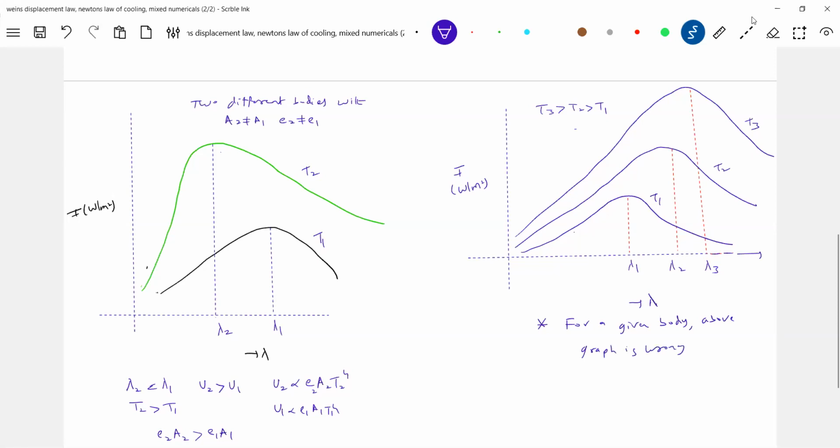Because I'm strictly saying T3 is greater than T2. We know according to Wien's displacement law, as temperature increases, the wavelength should decrease, no? But here we have it different. Lambda 3 should be less than lambda 1, but lambda 3 is greater than lambda 1. So not possible. For a given body, the above graph is wrong.